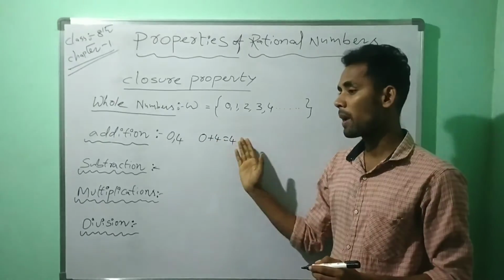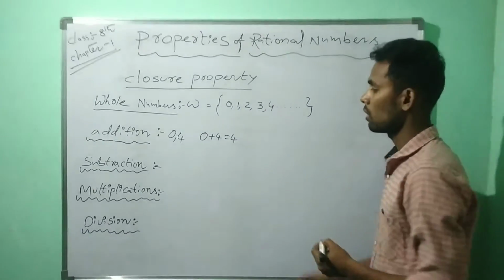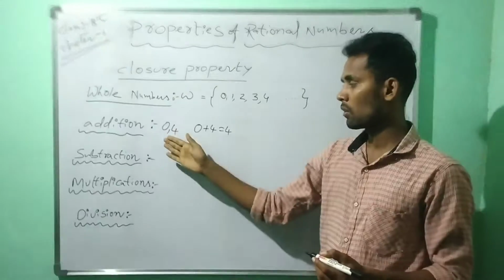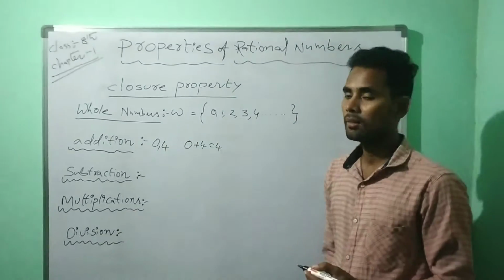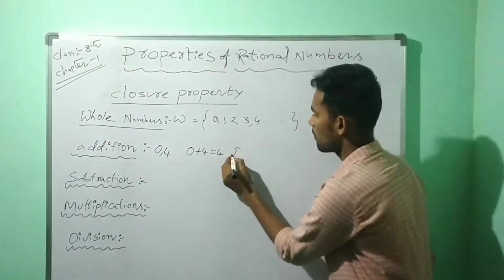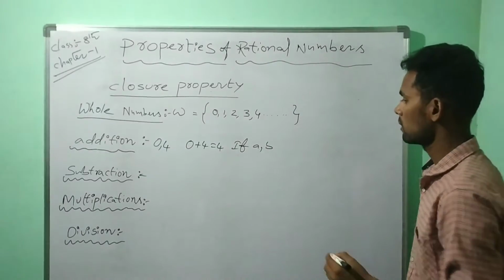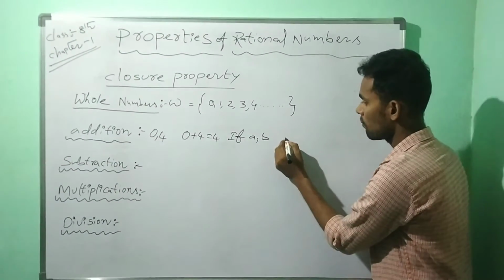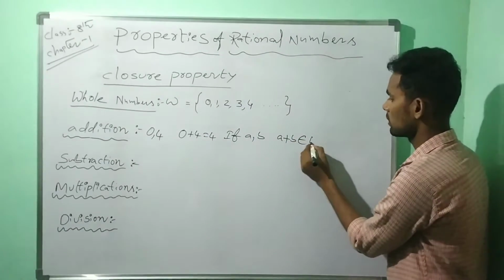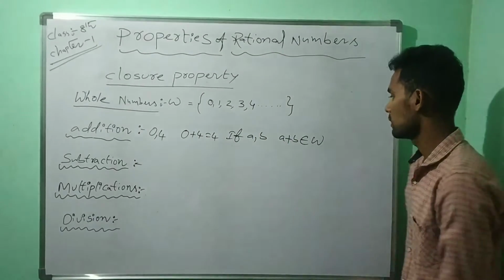So the sum of any two whole numbers is also a whole number. So whole numbers are closed under addition, in the set of whole numbers. If A and B are any two whole numbers, then the sum A plus B is also a whole number. So whole numbers are closed under addition.